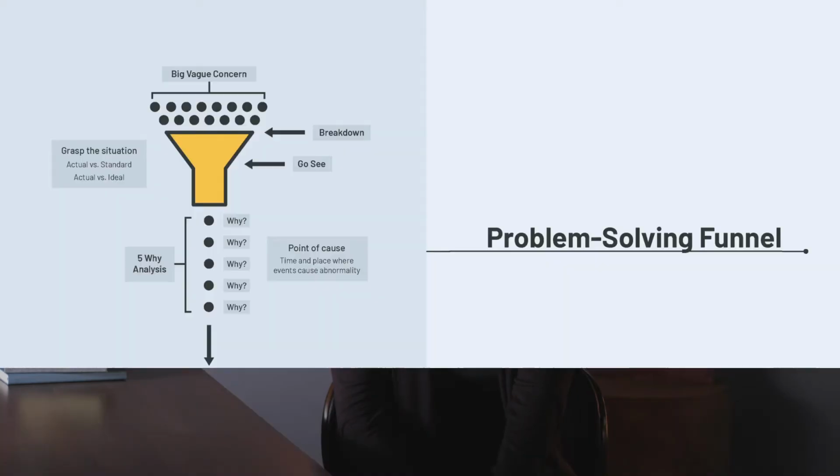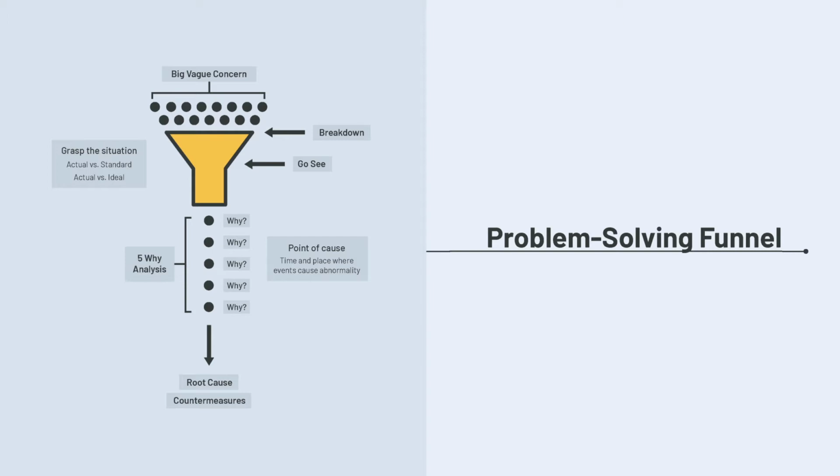As we work to develop the problem-solving abilities of our team, we want to move from big, vague concerns to root causes that we can use countermeasures to try to address. We start tackling our big, vague concern by really trying to grasp the situation by going to Gemba. We go see, ask why, and show respect. During our go-sees, we compare what's actually happening with the standard and the ideal.